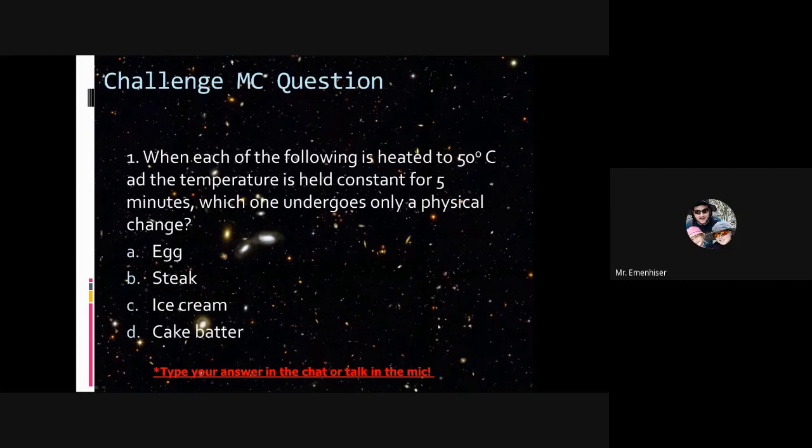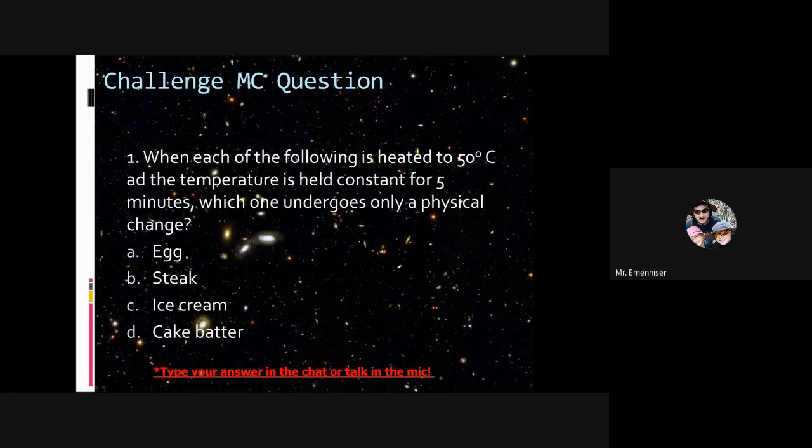And here's a challenge, multiple choice question. I'm not going to give you guys the answer. I want to see if you guys can come up with the right answer. So when each of the following is heated to 50 degrees Celsius and the temperature is held constant for 5 minutes, so that just means it's going to heat up sufficiently, which one will undergo a physical change?